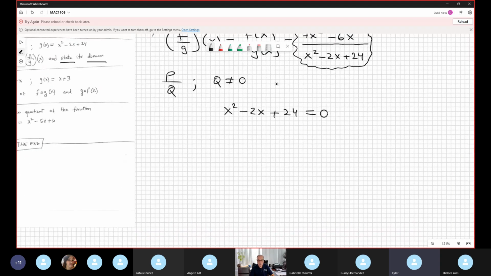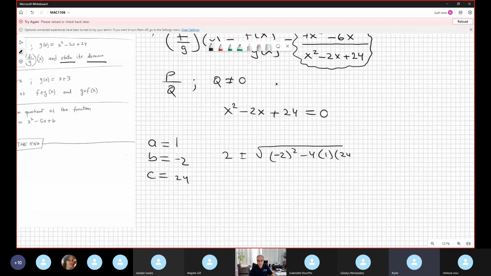Okay, so now I suppose that by factorization it's not good. I propose the quadratic formula. A is 1, B is negative 2, C is 24. Remember the formula has minus B, so minus negative 2 becomes positive 2, plus or minus the square root of negative 2 squared minus 4 multiplied by A, which is 1, multiplied by C, which is 24, divided by 2 times A.